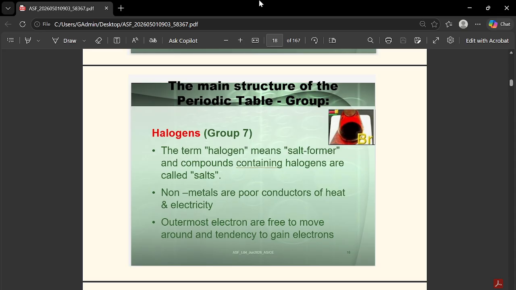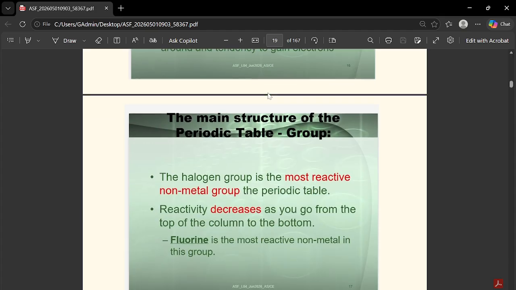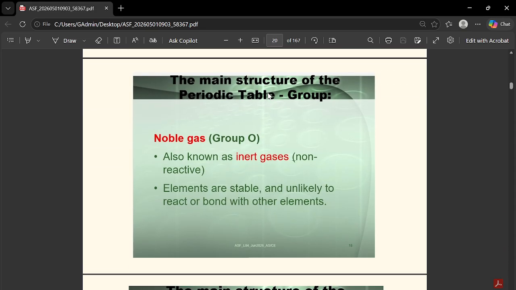Therefore, you want to continuously gain one electron to stabilize the full outer shell of electrons. Therefore, most of the time they are very reactive as well. And the next one is noble gases. So noble gases typically have a full outer shell of valence electrons. They are very stable.